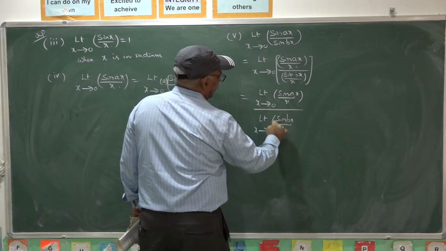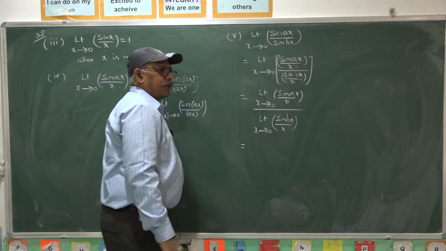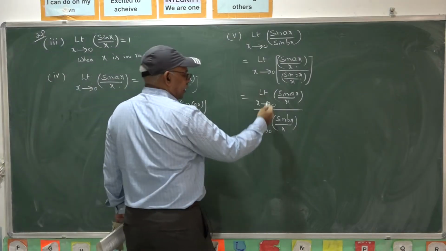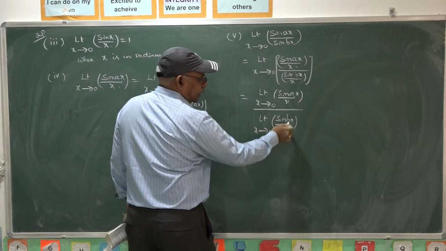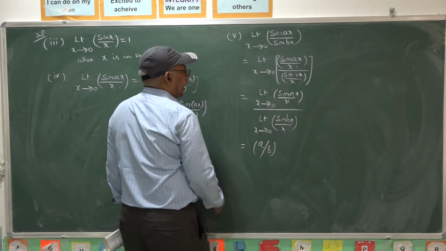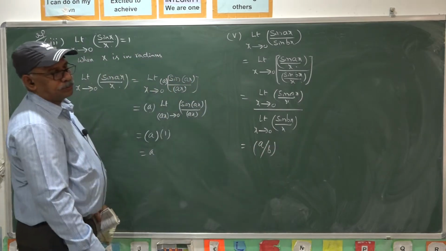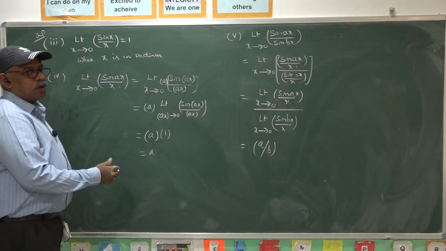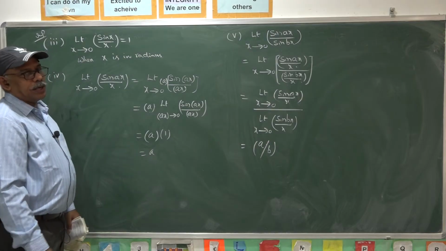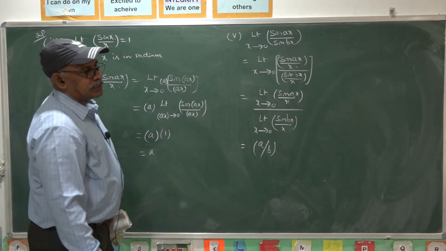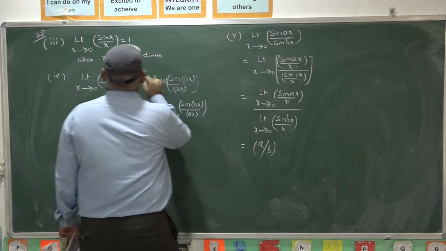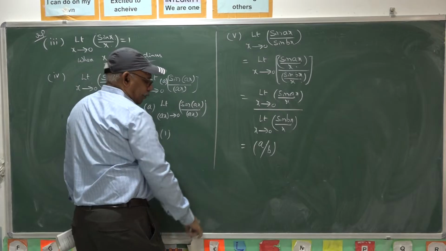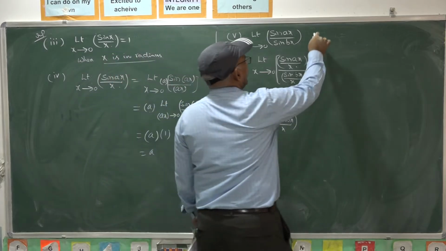Once reducing the given limit to the previous formula, the numerator takes the value a and the denominator takes the value b. Hence, limit as x goes to 0, sin ax by sin bx is always equal to a by b, where a, b are reals and x is measured in radians. This is important: x is measured in radians. If x is given in degrees, what happens?